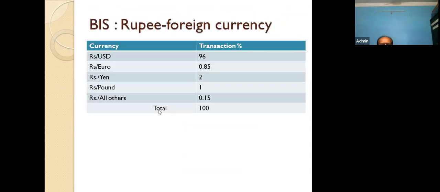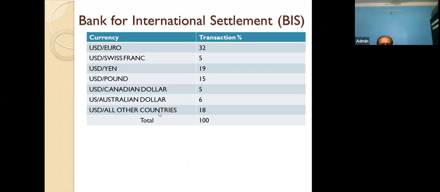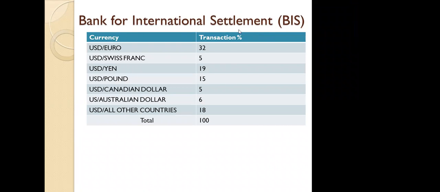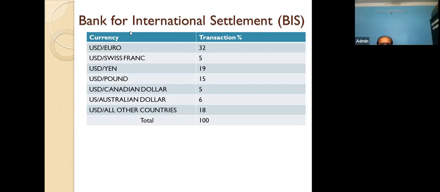Now, this is the report of the Bank for International Settlement. Can you see my PPT? Yes, sir. Now this is a BIS report. BIS stands for Bank for International Settlement. This bank conducted a survey, I think 2 years back.